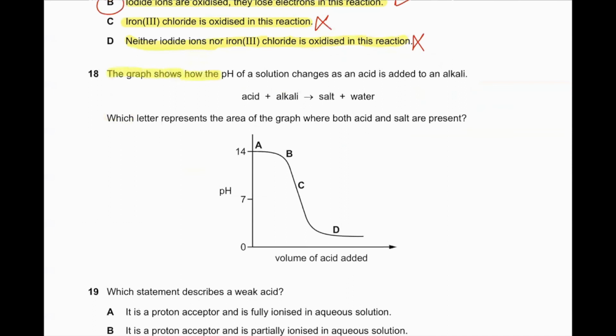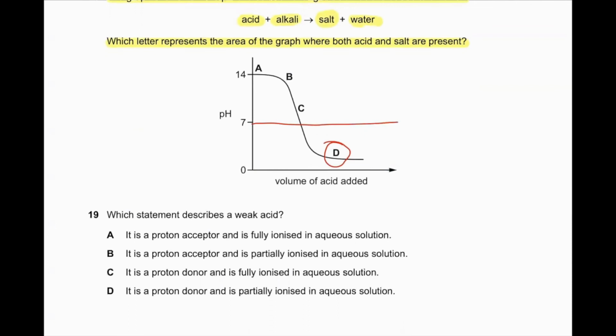Question number 18. The graph shows how the pH of a solution changes as an acid is added to an alkali. So when an acid is added to an alkali, it produces salt and water. Which letter represents the area of the graph where both acid and salts are present? So acid and salts will be present in portion D, because after pH 7, extra addition of acid will cause the solution to become acidic, and the salt that we have already produced during the neutralization process will also be present. So D will be the correct answer.